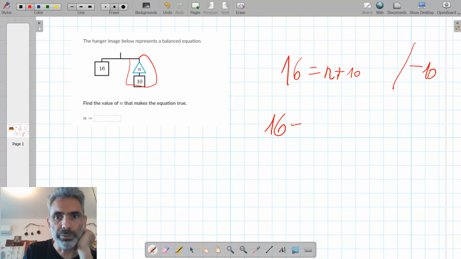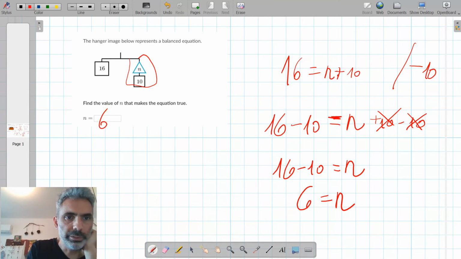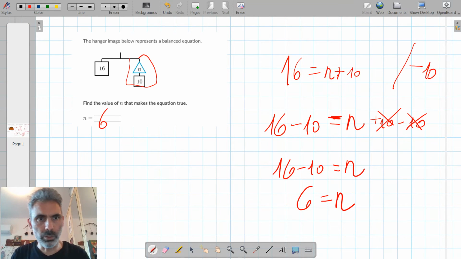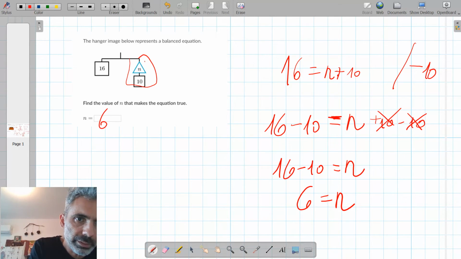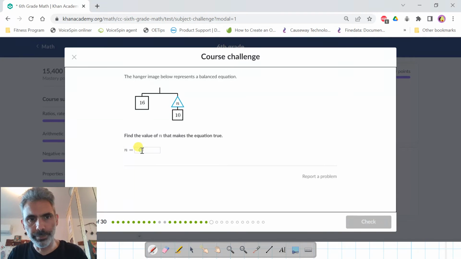So on the left hand side we have 16 minus 10 equals, and on the right hand side we have n plus 10 minus 10. So this cancels each other. So we are left with 16 minus 10 equals n, which is 6 equals n. So n equals 6. So if we add here 6, you see that 10 plus 6 is 16, so we are correct. n equals 6.